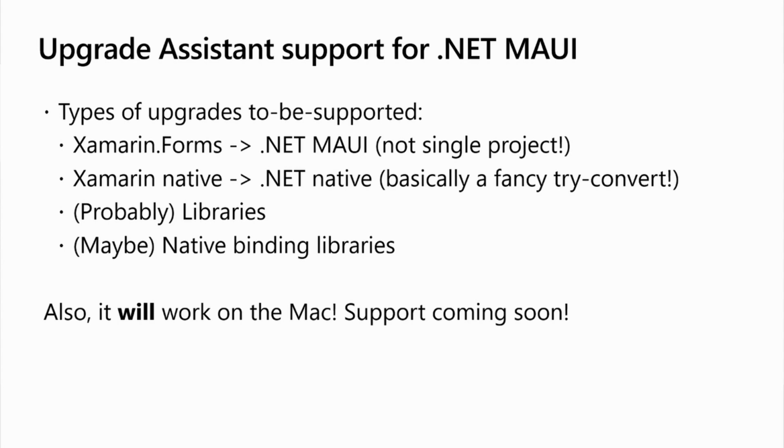It's going to keep project heads, which you will see is not the biggest issue in the world. It feels more familiar if you are used to the Xamarin way of things. It can go Xamarin native to .NET native. This is, again, experimental. We haven't figured this out completely yet, but we want to build this out. Libraries and native binding libraries is something we are thinking about and trying to understand how we will support. And at the moment, it does not work on Mac, but support is coming soon. So stay tuned. Check out the Upgrade Assistant repo. You'll see PRs open up there as and when we start lighting up these features.